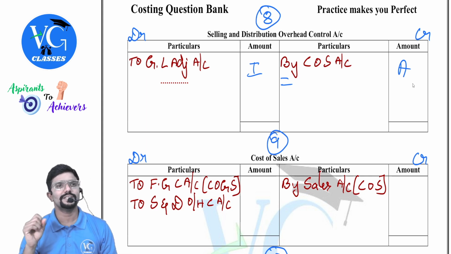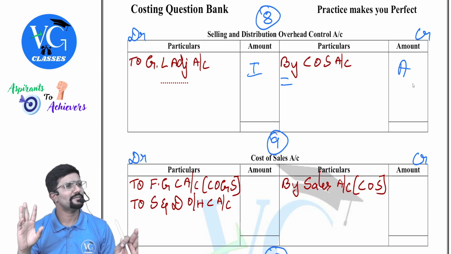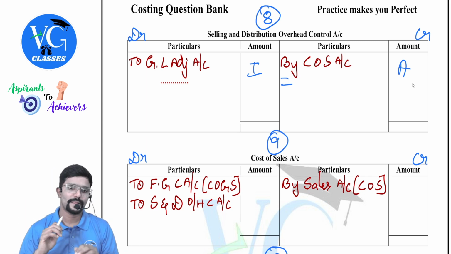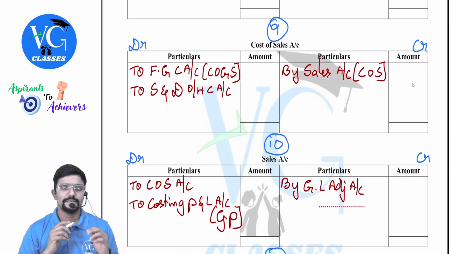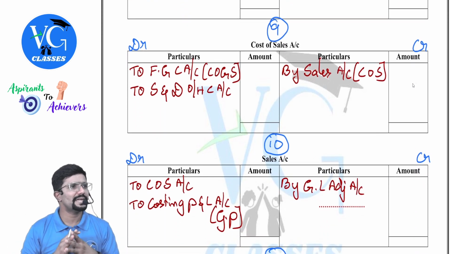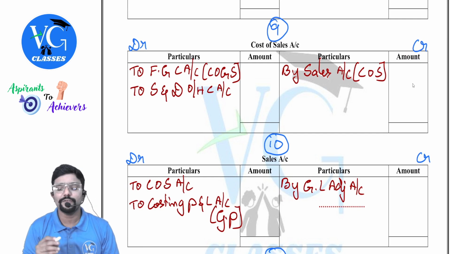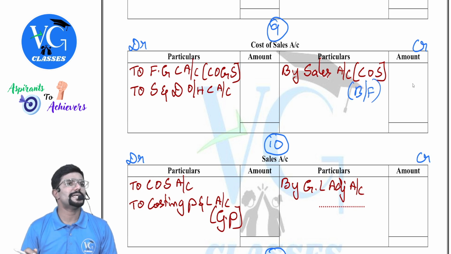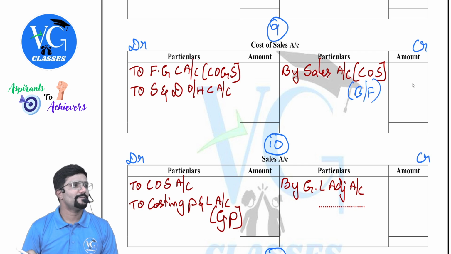Totally three overhead accounts are there. One we have taken as under absorption, one as over absorption, and the other one is equal. Cost of sales: all three might be given, guys. Maximum which can come here is only three. If not given, maybe this will be the balancing figure. The credit side part, if not given, then this becomes the balancing figure. If everything is given, just post it and tally the account.